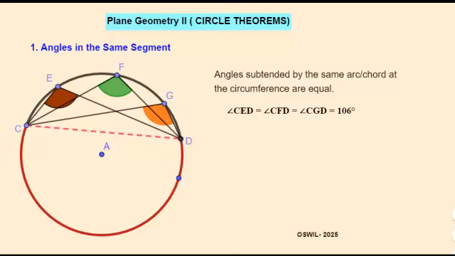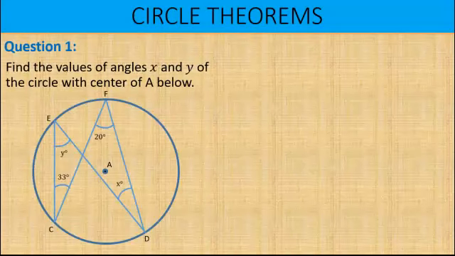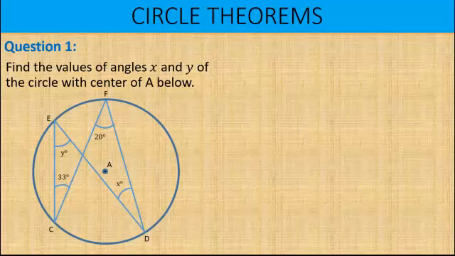Now let's move on and solve examples so that you may get a better understanding of the topic. Question number 1. Find the values of angles x and y of the circle with center A below. This is very simple, if only you have the property in mind.